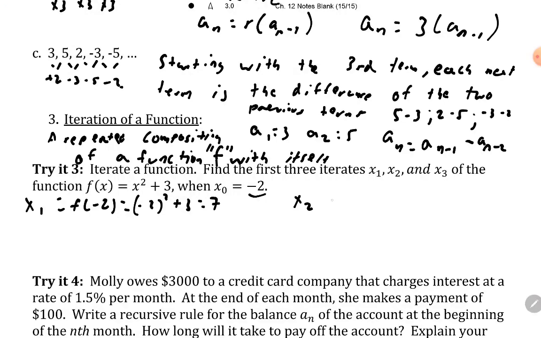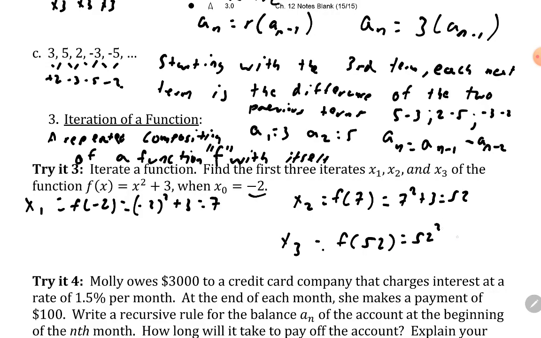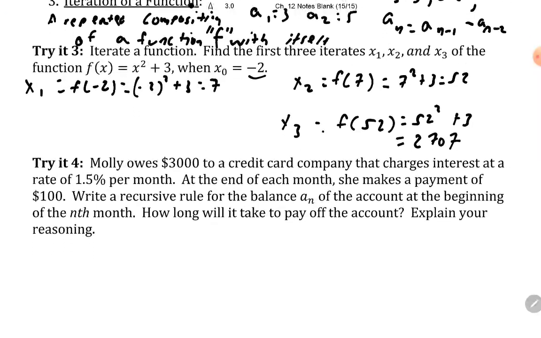Now, to find x2, I'm going to plug in x1. So f of 7 equals 7 squared plus 3, which is 49 plus 3, which is 52. And then to find x3, I'm going to do f of 52, which is 52 squared plus 3, which is 2,707. So to iterate a function, you start off with a number, you plug it in, and you get an output, and then you put that output back into the equation to get an iteration.